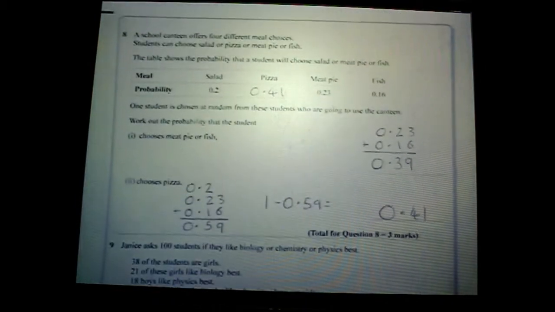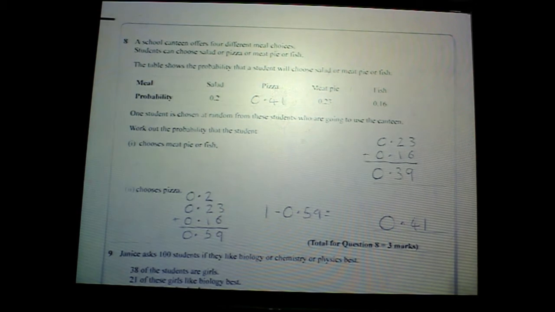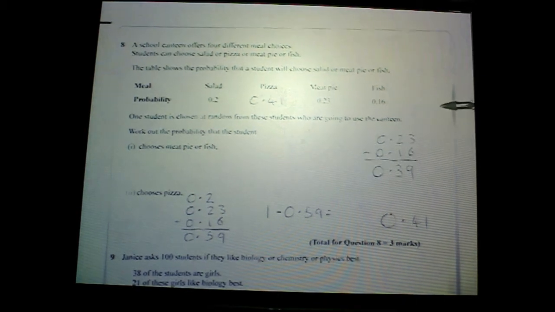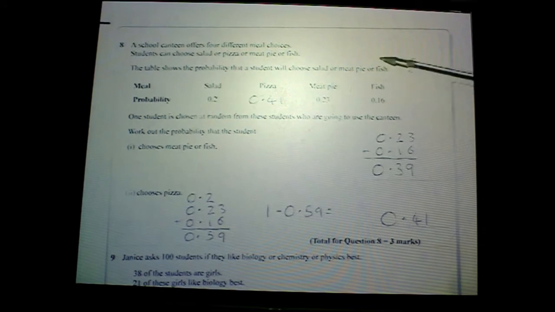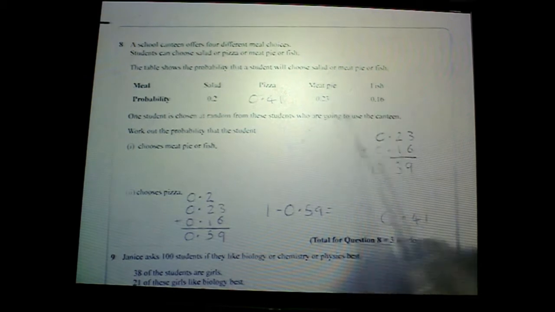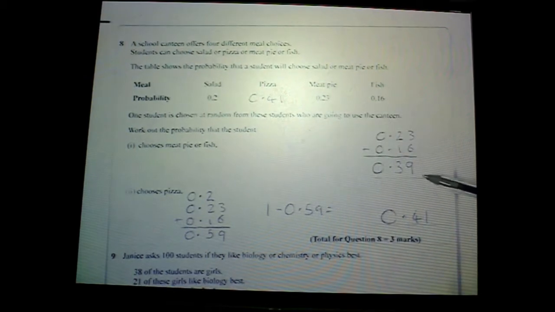Question number 8. A school canteen offers different meal choices. Here they are. Students can choose salad or pizza, or there we go, it's all written there anyway. One student chooses at random. Work out the probability that the student chooses meat pie or fish. You simply add them up, so you get 0.39.